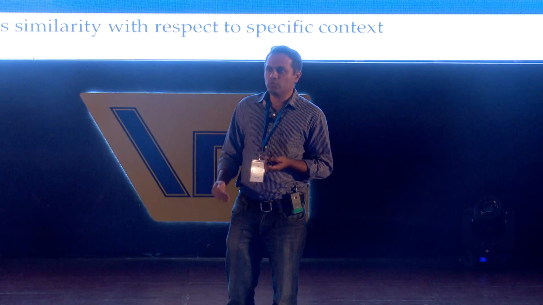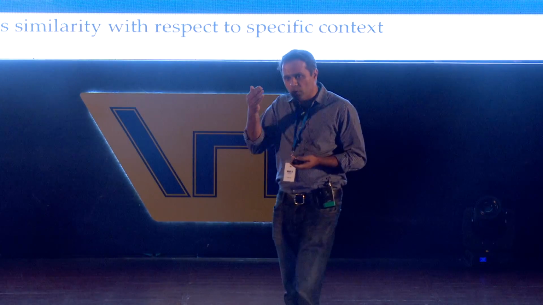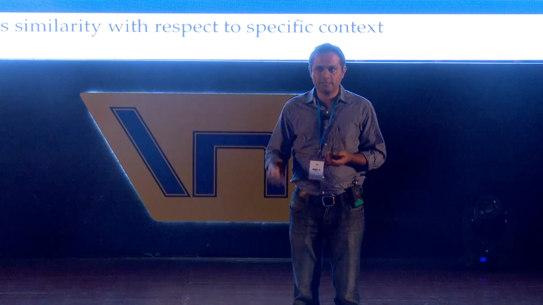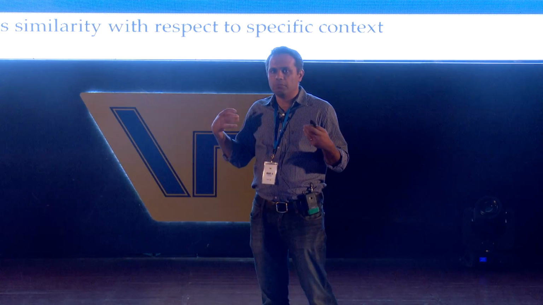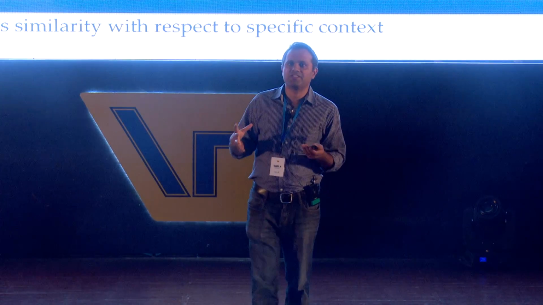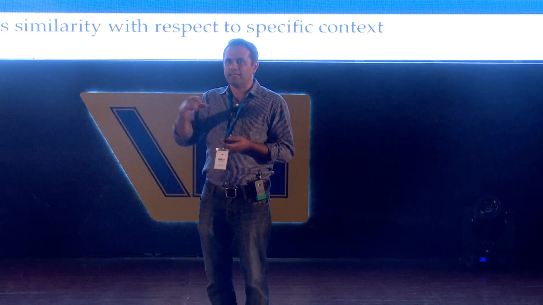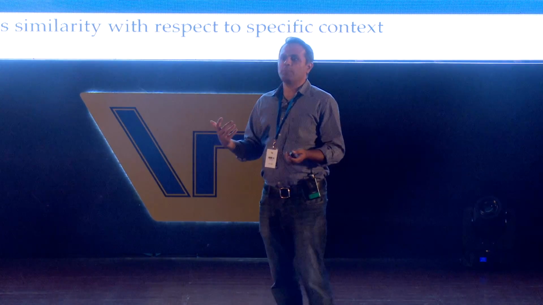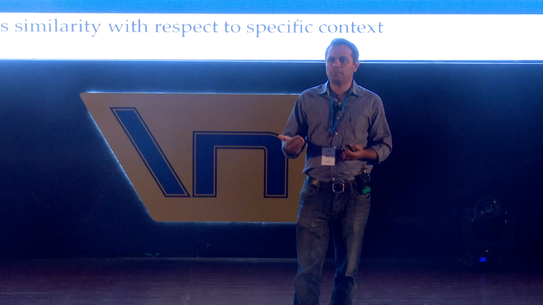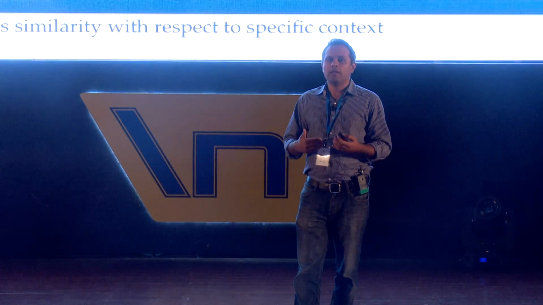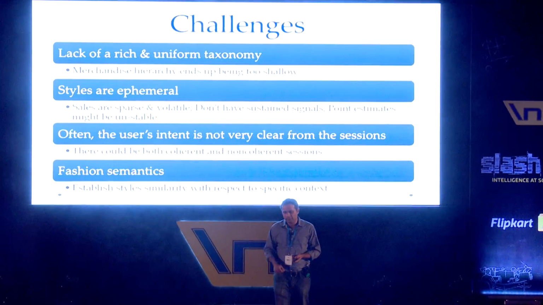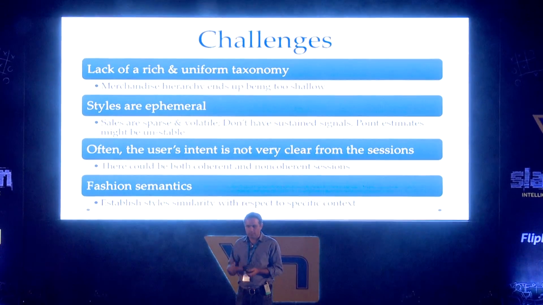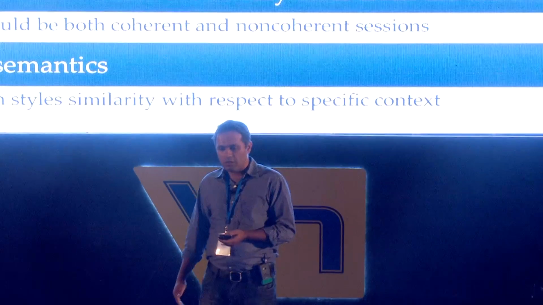Styles are ephemeral, which means you can't build a sustained signal. So there's t-shirts, and then it drops to the SKUs, right? There's nothing in between, a richer definition of a collection of products. If I'm able to do that, I could operate at that atomic unit. That is missing. And the other challenge is that the user intent may not be clear. The answer we propose is that the sessions might give us signals, and we could use that. And we need to establish style similarity with respect to a specific context. So those are the challenges. How we go about addressing them is the rest of the talk.